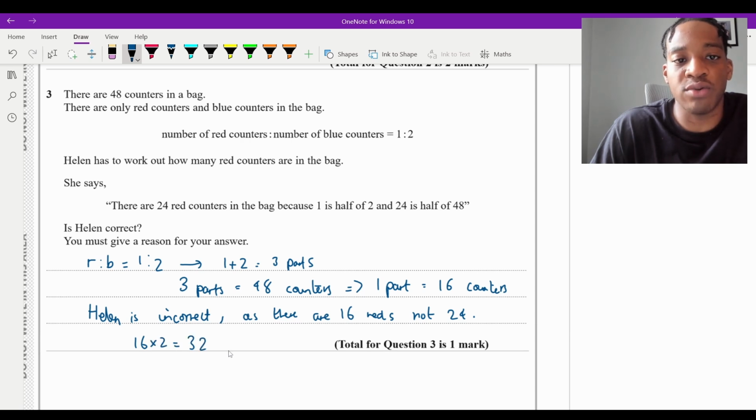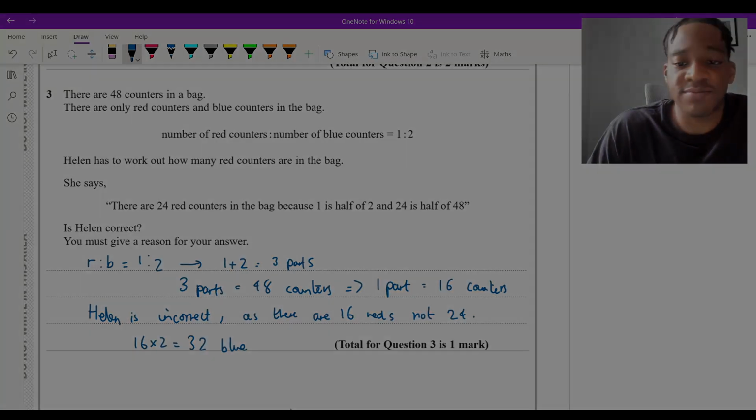And obviously that would mean that there would have to be 16 times 2, which is equal to 32 blue counters. So that would be the split between red and blue in this ratio. So yeah, you just work it out and that will give you the answer. And that's question 3 finished.